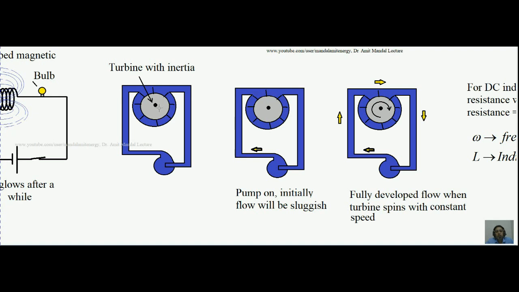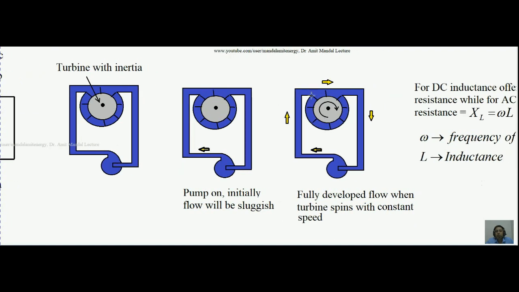But the turbine has some inertia, so initially it will not run with full speed. Slowly it will gain speed. Ultimately it will start spinning with full speed. In that case, full current, full flow of water will take place. Initially the flow of water will be a small amount, but ultimately when it starts spinning with its ultimate speed, meaning the inertia effect of the turbine has stopped, then the water will start moving with its full flow rate.